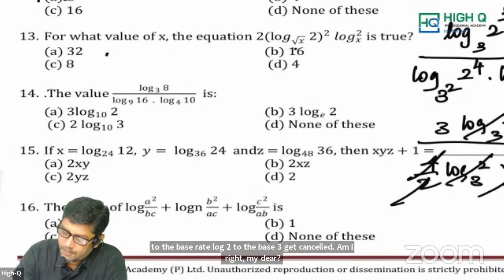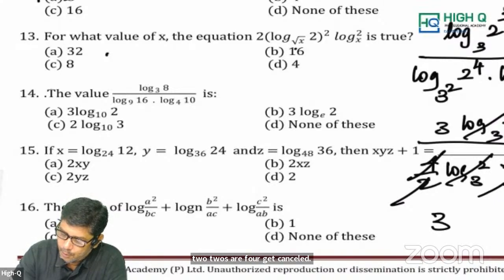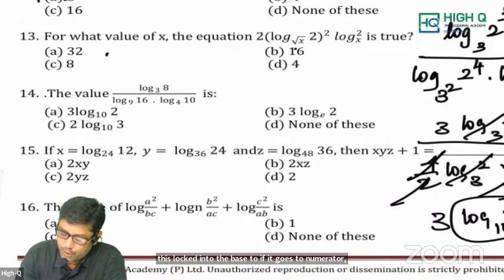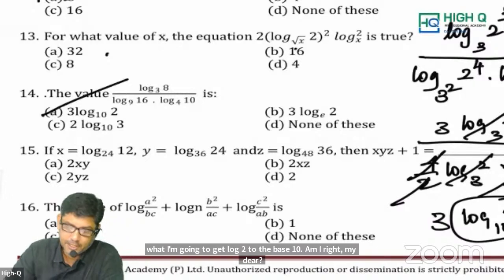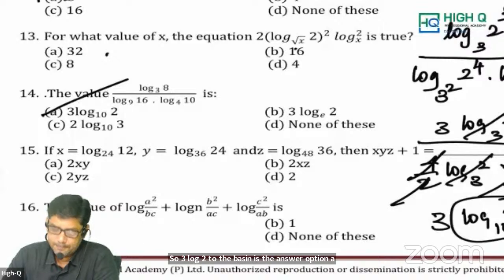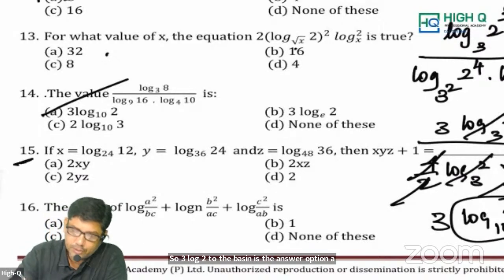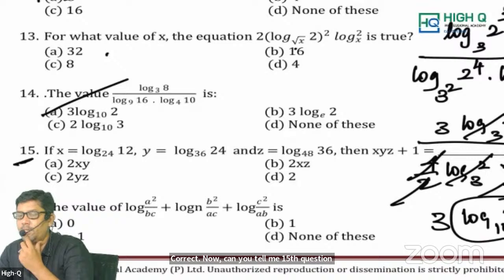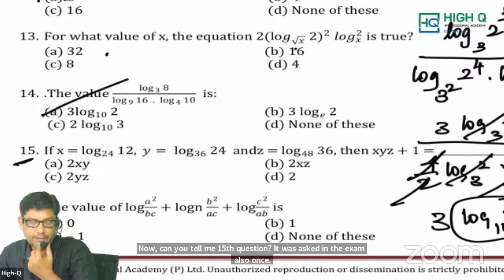This log 10 to the base 2, if it goes to the numerator, what am I going to get? Log 2 to the base 10. Am I right, my dear? So 3 log 2 to the base 10 is the answer. Option A. Correct? Now, can you tell me the 15th question? It was asked in the exam also once. What does your gut feeling say, what could be the answer for the 15th?